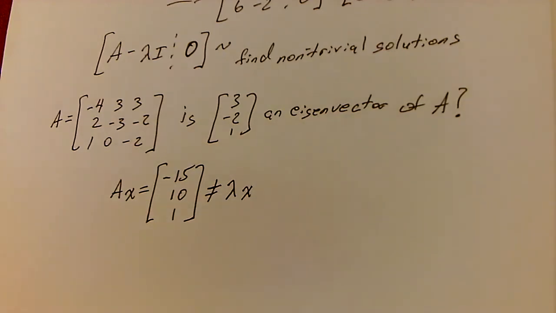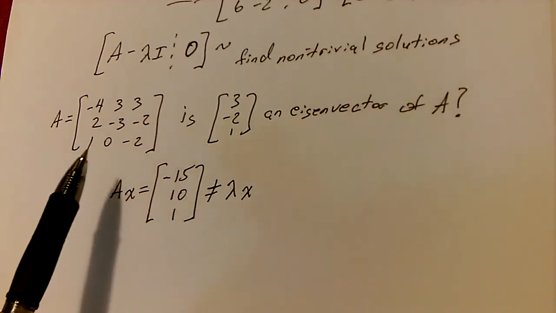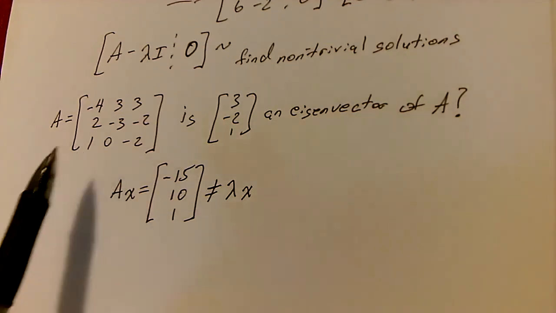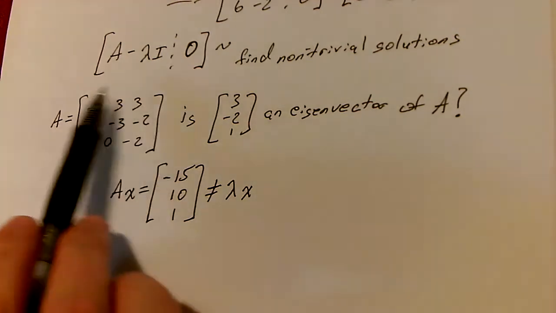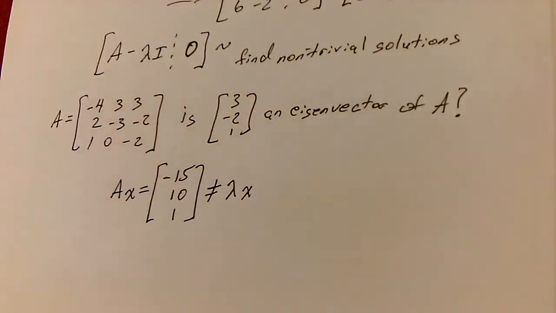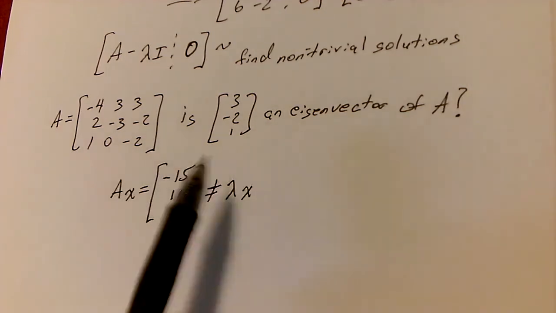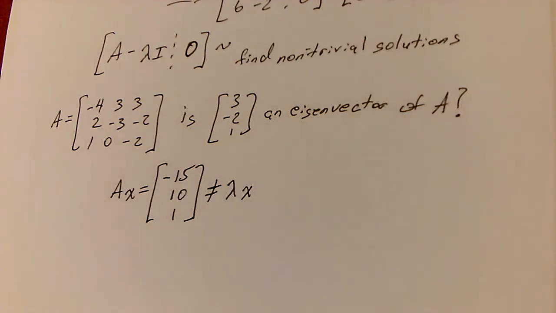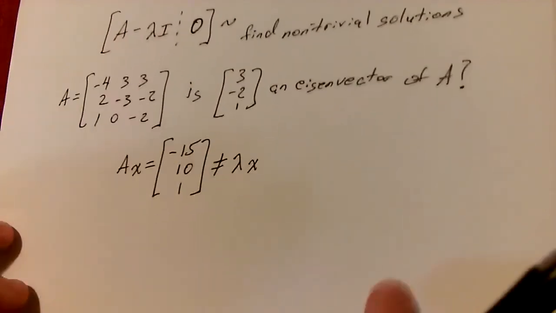So we can look back at this matrix later. Maybe in the next section, once you know more, you can go back to this matrix and see if you can determine its eigenvalues and eigenvectors. But for now, the question just says, is this an eigenvector? No, not an eigenvector. Okay, so let's try another one.